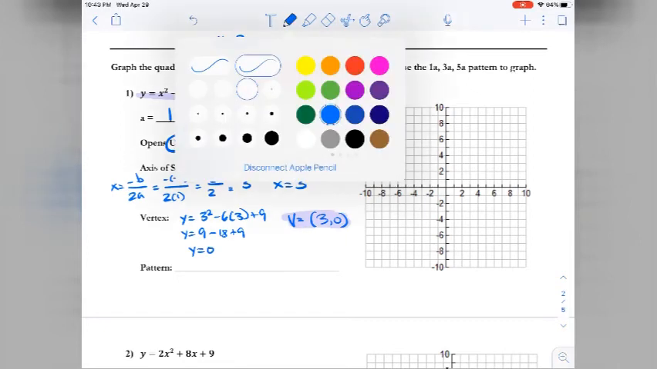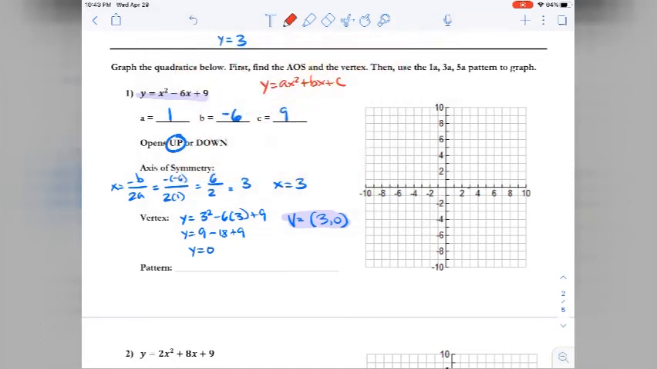Now I have a starting point. But again, I know it opens up. I know my vertex is at 3, 0, but I need to know more points so I know what the graph's going to look like. And so, although there is another method that we're going to talk about on Monday, today I want to talk about just the 1a, 3a, 5a method because you're more familiar with that.